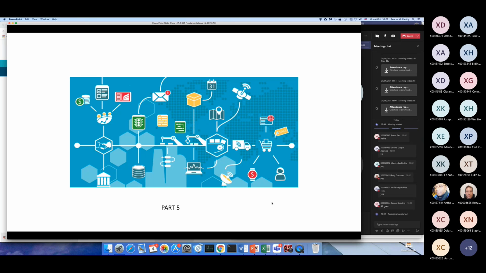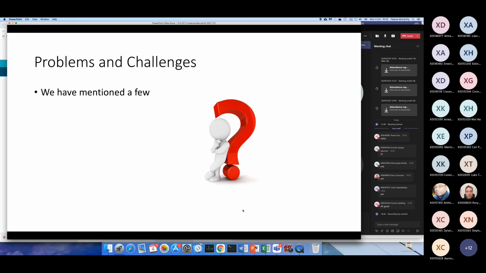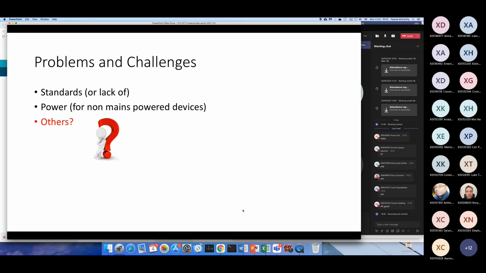IoT Fundamentals Part 5. So this is the last part of the IoT Fundamentals. After this, tomorrow we'll start getting into some crypto revision. And as I said, I actually find this one of the more interesting ones, the problems and challenges, some of which we have already discussed.